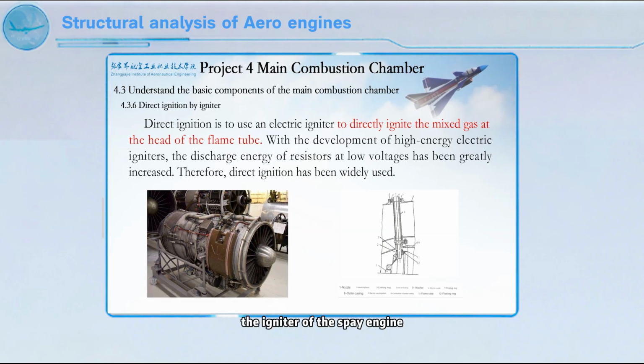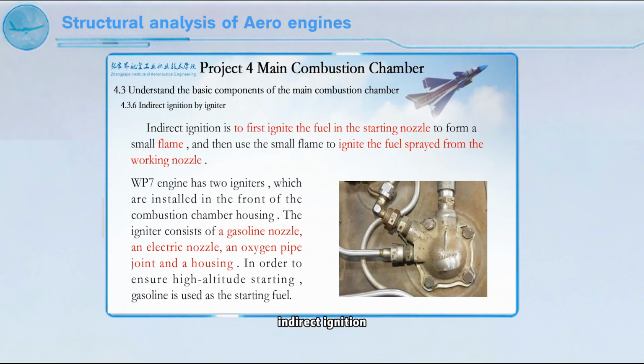As shown in the figure, the igniter of the SPA engine adopts the form of direct ignition. Indirect ignition is to ignite the fuel of the starting nozzle, first forming a small flame, and then use the small flame to ignite the fuel sprayed from the working nozzle. As shown in the figure, there are two igniters of the WP7 engine, which are installed in the front of the outer shell of the combustion chamber. The igniter consists of a gasoline nozzle, an electric nozzle, an oxygen pipe joint, and a shell. In order to ensure high altitude, starting gasoline is used as the starting fuel.